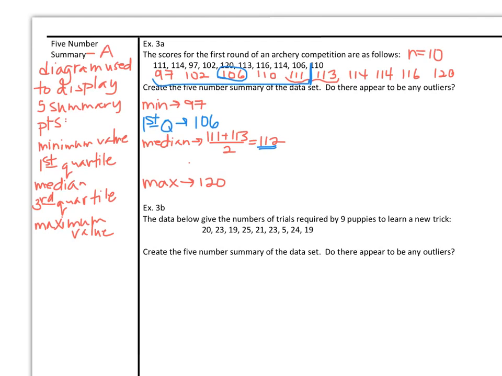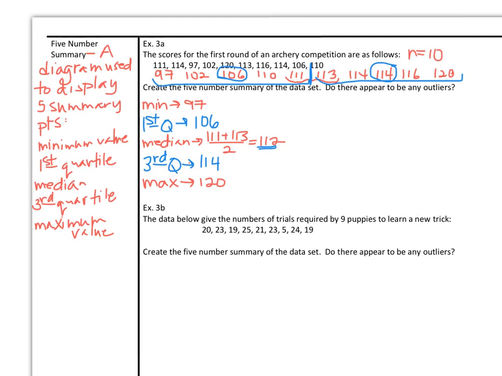If we do the same thing for our third quartile, to the right of our median, all the way to the maximum, again we have 5 values. And there's a true middle number within that set. It's 114. And that's literally what you do to determine the 5 numbers in your 5-number summary. Then we create the 5-number summary diagram.